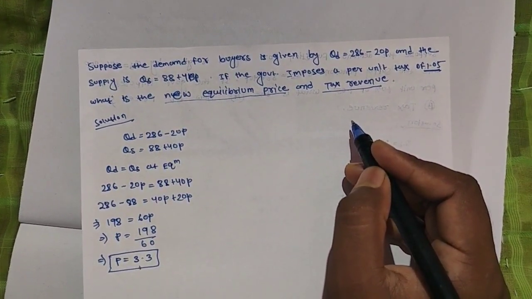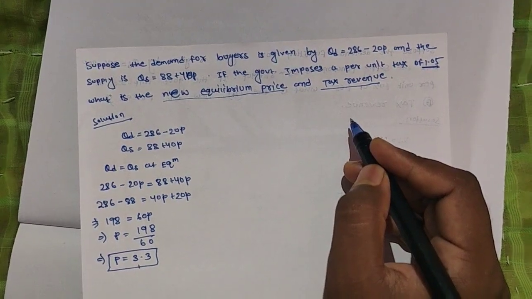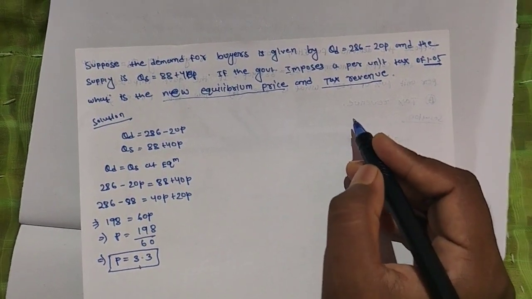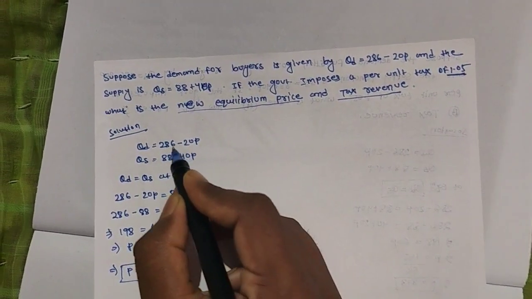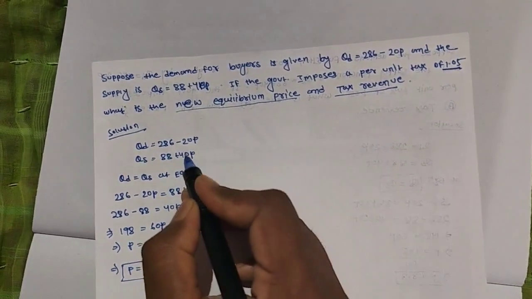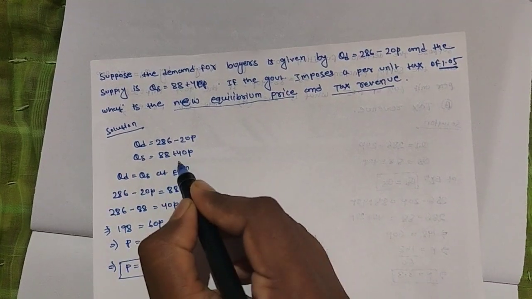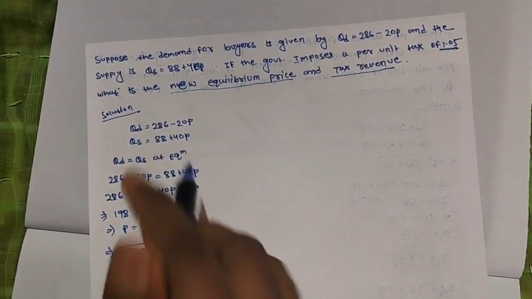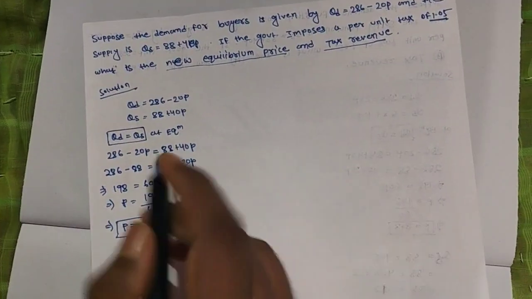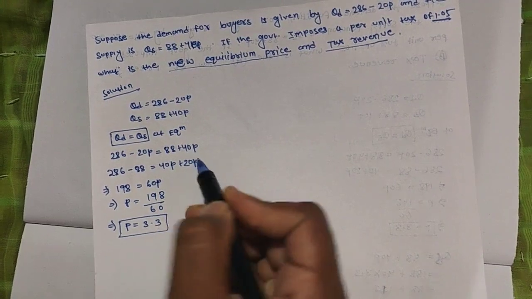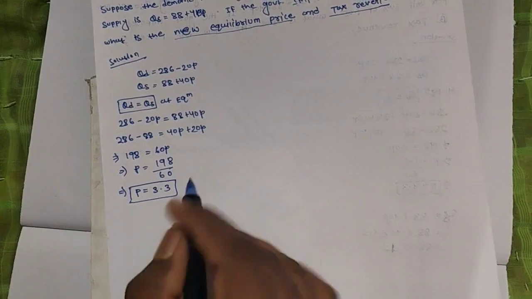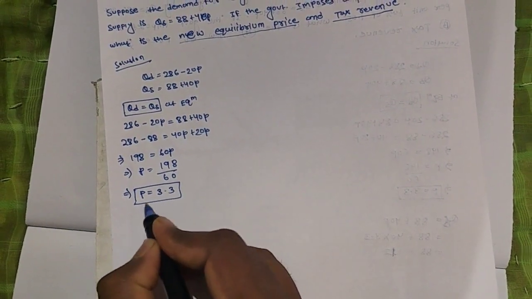Now the tax revenue is found by multiplying the tax by the quantity of goods and services that is transacted in the market. The new equilibrium price is found by equating the quantity demand function and the quantity supply function. This is the original quantity demand function, and this is the original quantity supply function. At equilibrium, quantity demanded equals quantity supplied. So we equate them, and we get the price equal to 3.3. This is the original price.